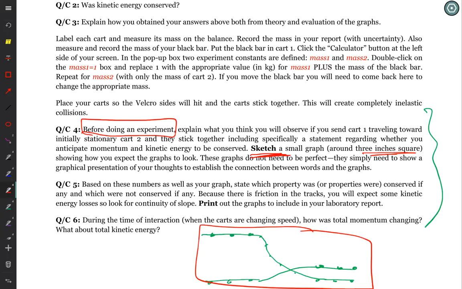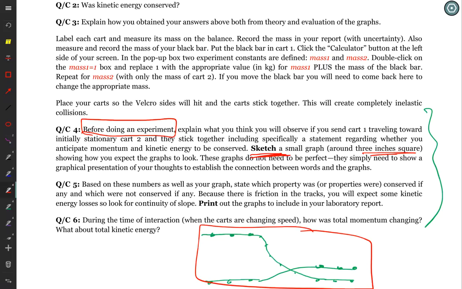Then you actually do the experiment. Make them come. They have to be going slow enough that they stick together. So you can't go, whee, and just have them crash off each other hard because they won't stick together. And then you answer a couple more questions. Then you go on to testing your predictions of your hypothesis.